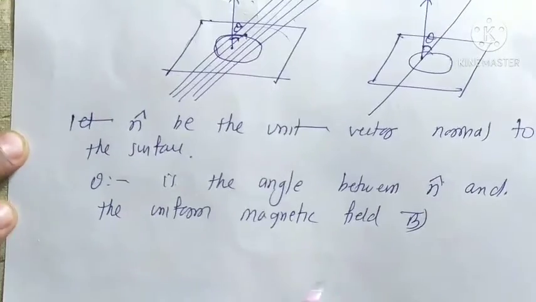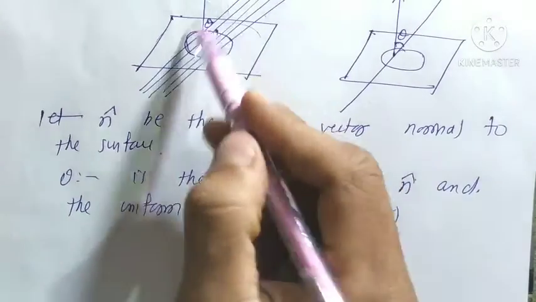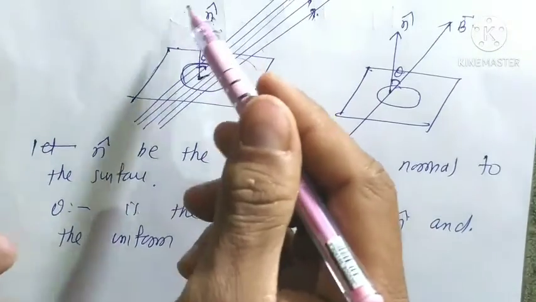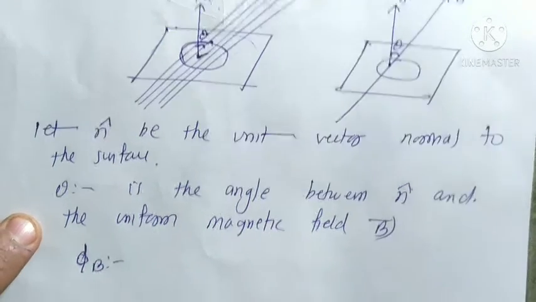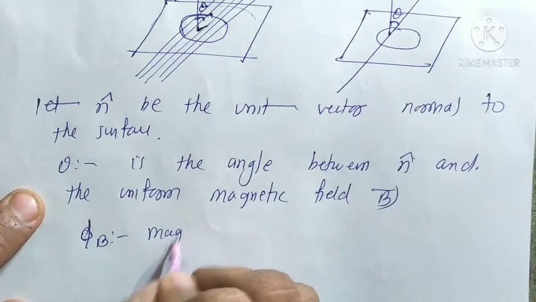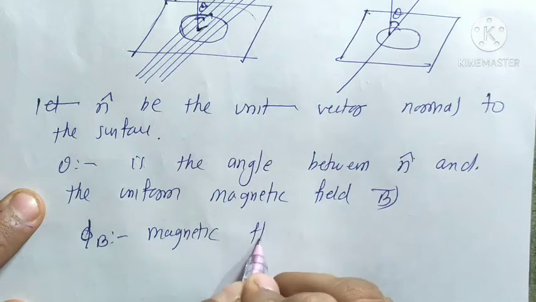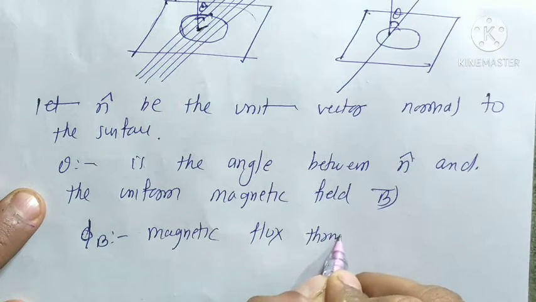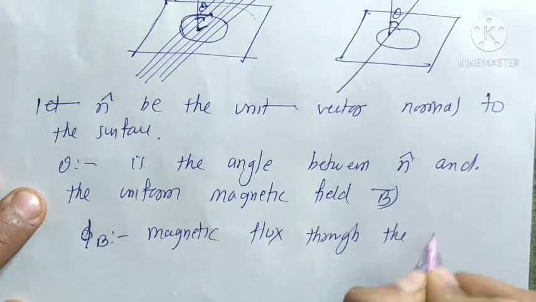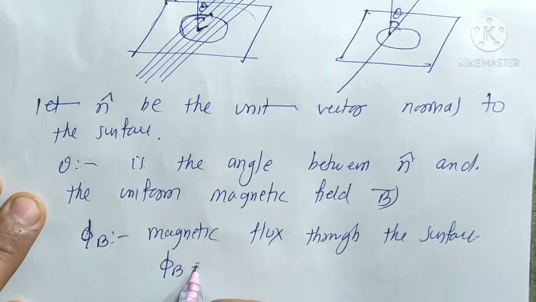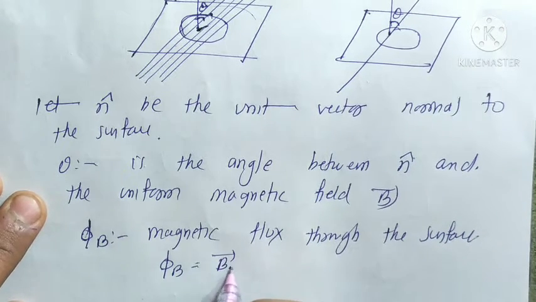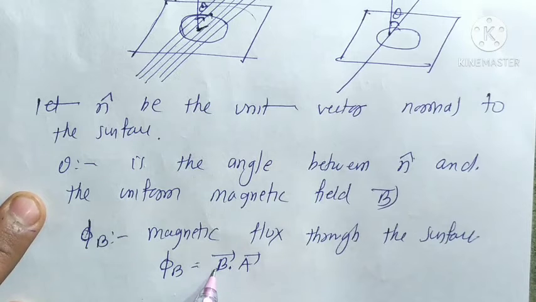Okay, so then magnetic flux through this surface, phi B, we can write here. We already know that magnetic flux is equal to B dot A, the dot product of magnetic field and area.